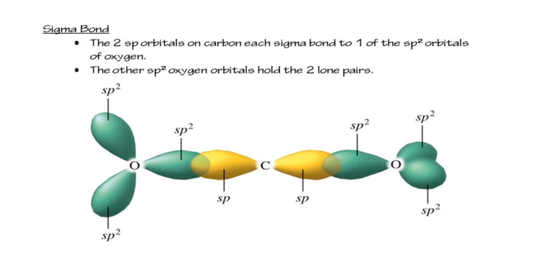Okay, so let's start putting this together. Here are the sigma bonds. The carbon in the middle has sp hybrid orbitals. The carbon in the center is linear. And that's what creates the 180-degree linear bond angle around the carbon.